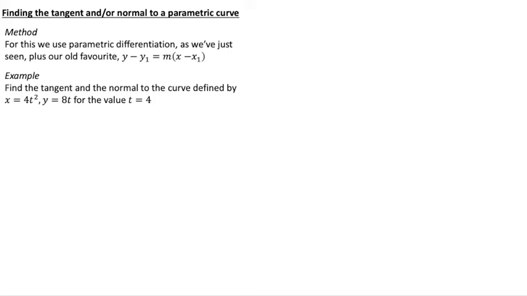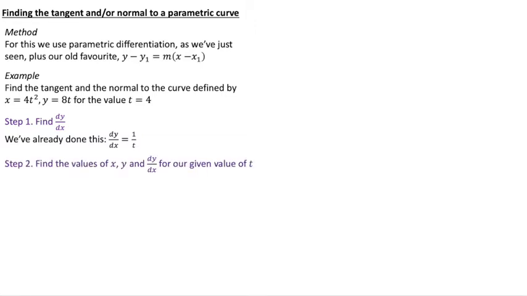So t being 4 is a point on the curve, and we're going to find the tangent and normal to it. So step 1, we would need to find dy by dx. Now we've already just done that, so I'm not going to write it out again. I'm just going to state that dy by dx is equal to 1 over t.